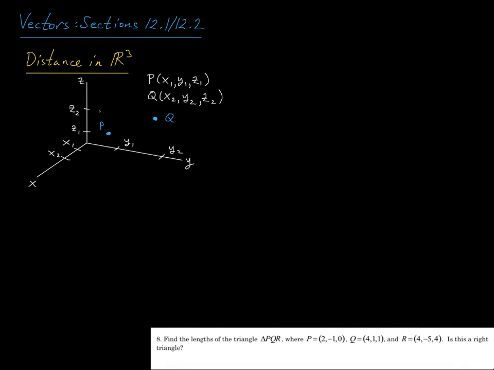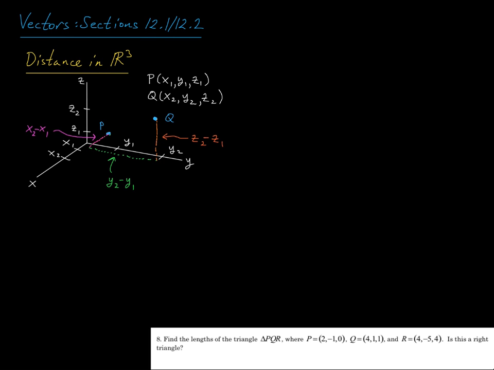Alright, in this video we're going to talk about measuring distances in R3, and then we'll solve question 8 on the worksheet. Let's say we have 2 points P and Q in R3, and I'll label the coordinates of P as x1, y1, z1, and the coordinates of Q as x2, y2, z2. Our job is to find an expression in terms of these coordinates that tells us the distance between these 2 points.